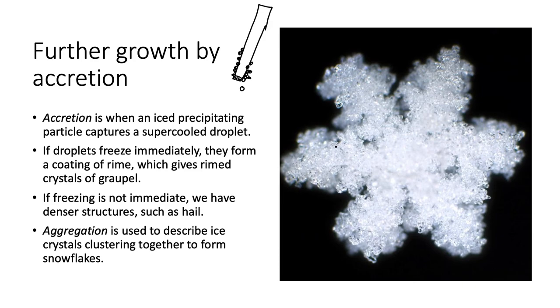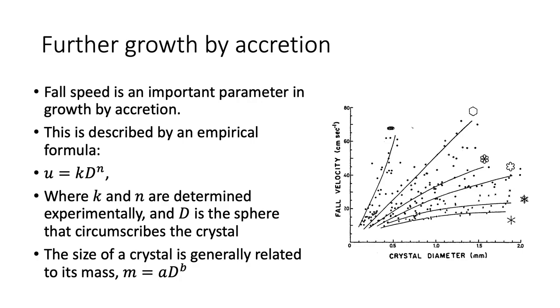Okay. But you could also have a situation where this ice crystal comes across another ice crystal, and the two, when they collide, they kind of stick together. And this process, known as aggregation, is what happens, for example, when you begin to form snowflakes. Okay, it's what leads to the formation of snowflakes.